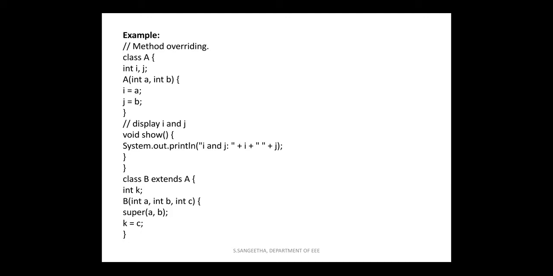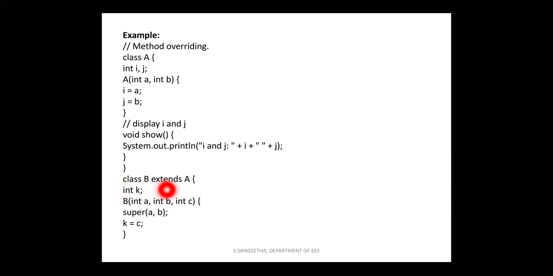Class A. Here you declare a class A with integers i, j. So within class A, int a, int b, which means i is equal to a, j is equal to b. Next you have to display i and j by using System.out.println("i and j: " + i + " " + j). That means the value of i and the value of j will be displayed here.